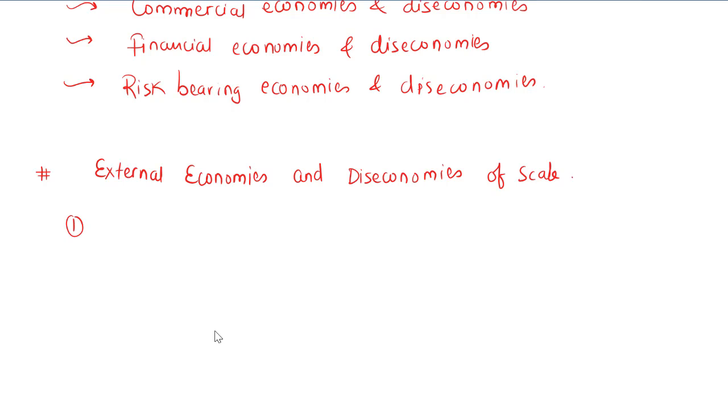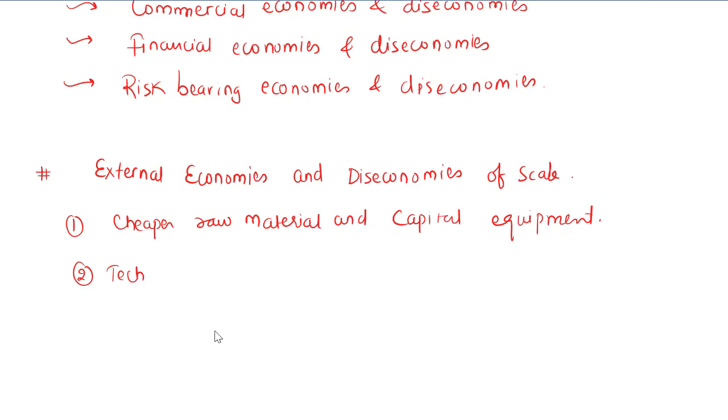The first external economy of scale could be cheaper raw material and capital equipment. Next could be technological benefits.